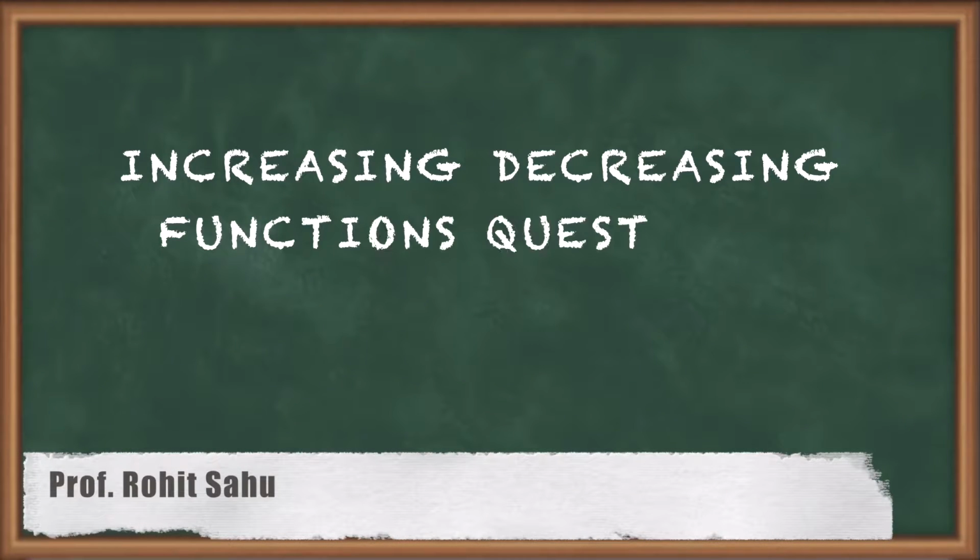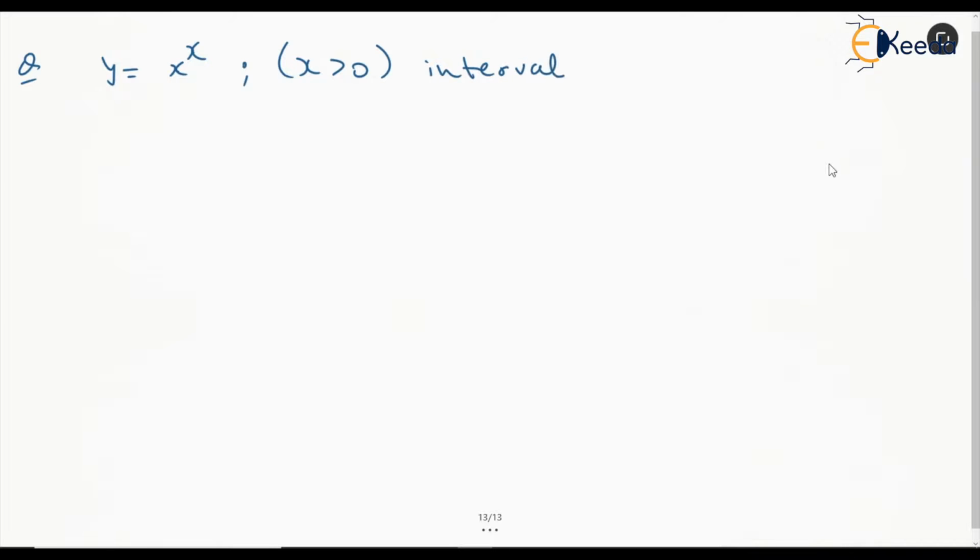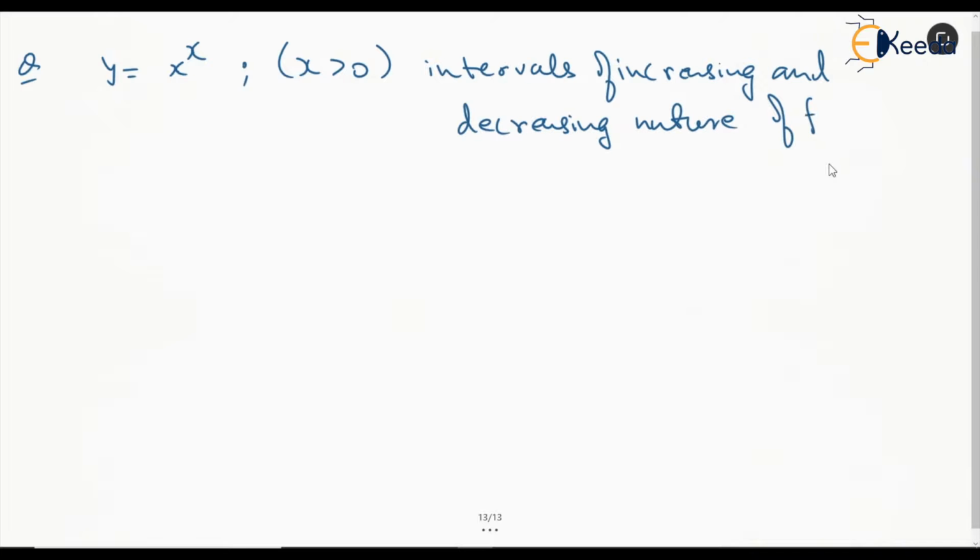Hello everyone. In this session we'll discuss another question on increasing and decreasing function. So let's see, for a function y is equal to x to the power of x for x greater than 0, we have to check for the interval of increasing and decreasing nature of the function, right?